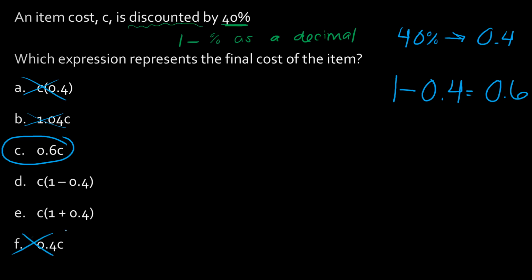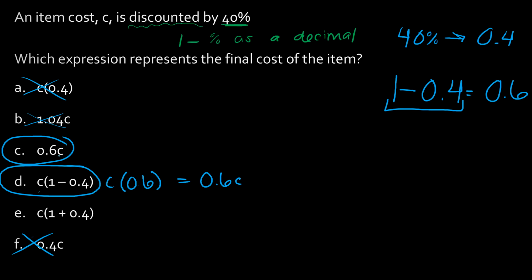Or this one on the bottom. So let's look at these two here. Notice how I'm doing 1 minus 0.4. So if I have 1 minus 0.4, that's going to give me c times 0.6, which is the same as 0.6c. So on this problem here, these two are correct because both of these will simplify and give me this 0.6c.